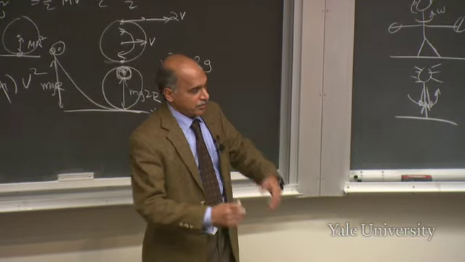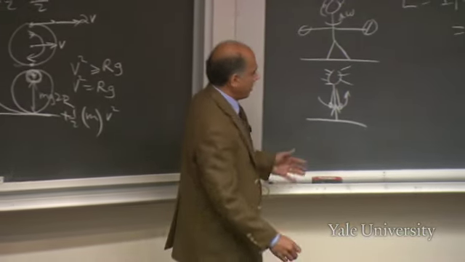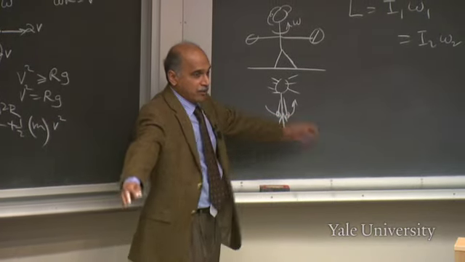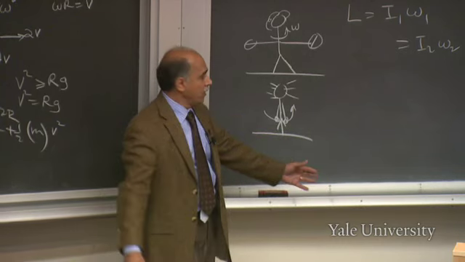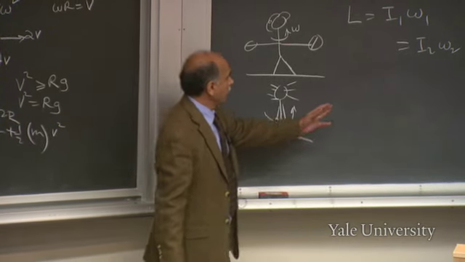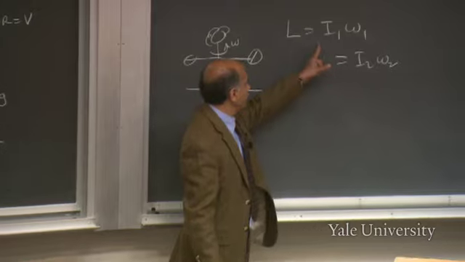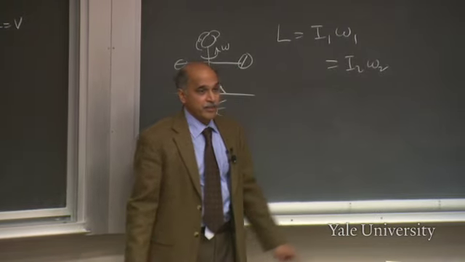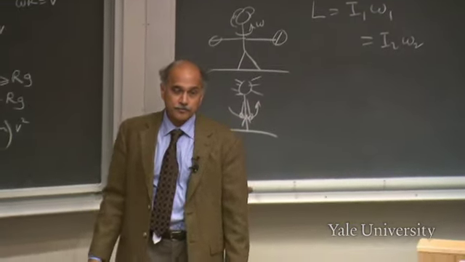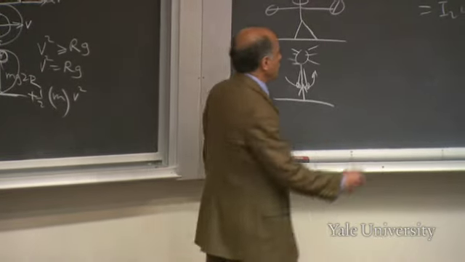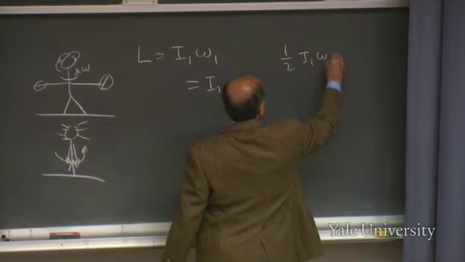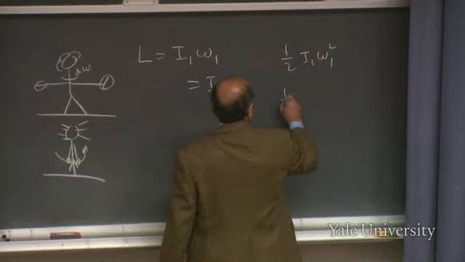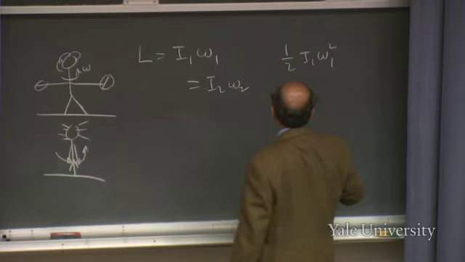And that's why all these ice dancers spin around and bring their hands together and speed up, and then slow down, and speed up and slow down. What is interesting is the following. If you go back and find the kinetic energy, you will find the kinetic energy is not the same. Because kinetic energy is 1/2 I omega squared. To begin with, it was 1/2 I1 omega 1 squared. At the end of the day, it's 1/2 I2 omega 2 squared.